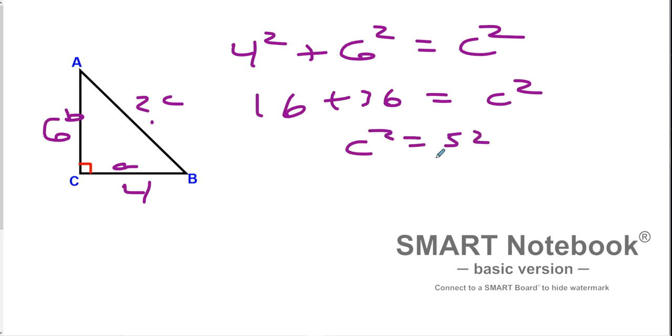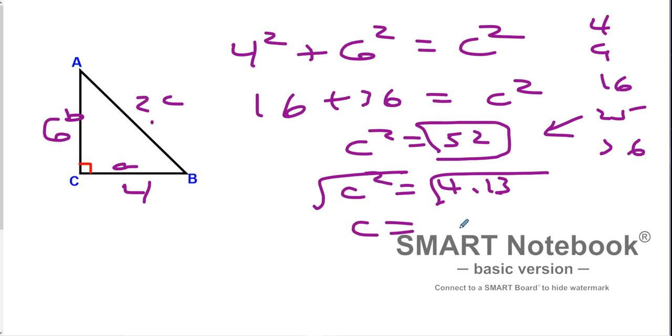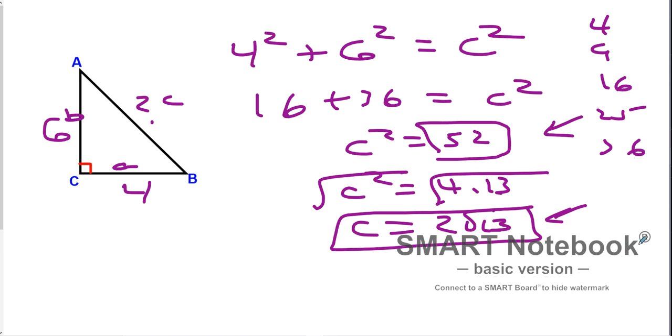The question is, can we break this down? All right, can any perfect square, 4, 9, 16, 25, 36, go into 52? Well, it looks like 4 can. It's going to be 4 times 13. So c squared is equal to 4 times 13. Take the square root on both sides. All right, so c is equal to 2 root 13. All right, and I have a separate video on simplifying radicals.